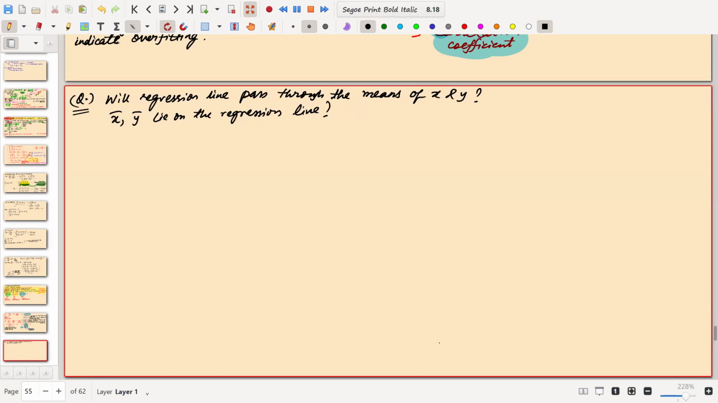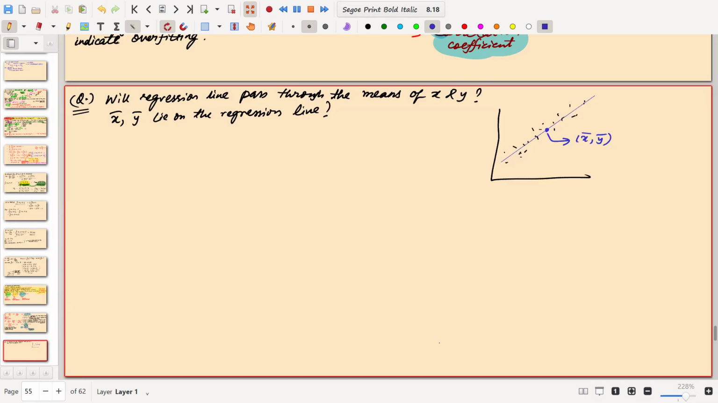What I am asking is, you have a set of data points, right? What you do is a least square regression. If you do a least square regression, you are getting a line like this. Now what I am asking is whether the mean, X bar, Y bar, will it pass through the regression line, or might it or might it not?